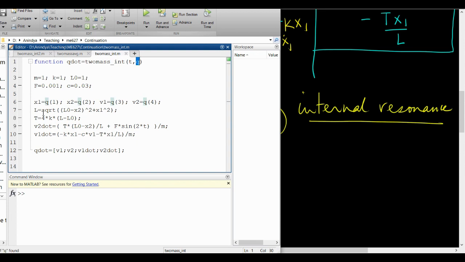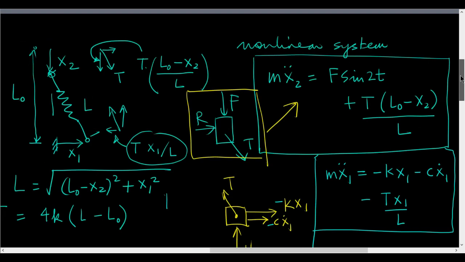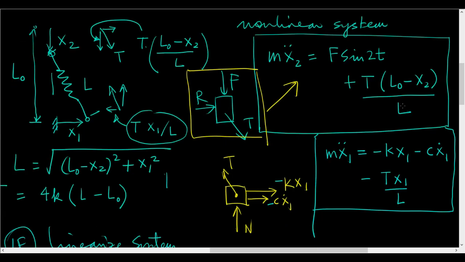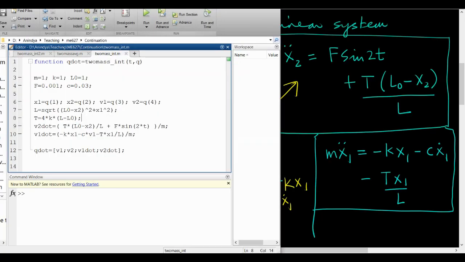Here is L. This matches what I had written earlier. Here is the tension. That matches what I had written earlier. V2 dot is T L0 minus x2 by L plus f sine 2t by m. Let's see if that's what I have here. T L0 minus x2 by L and so on. So that matches. And then over here minus kx1 minus cv1 minus tx1 L by m. Okay, so that's v1 dot. This is my equation of motion.